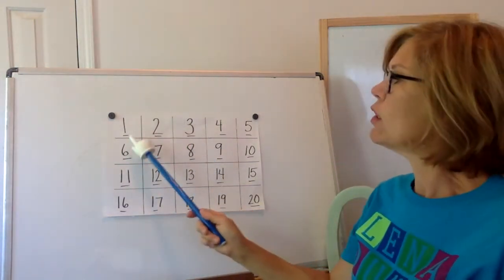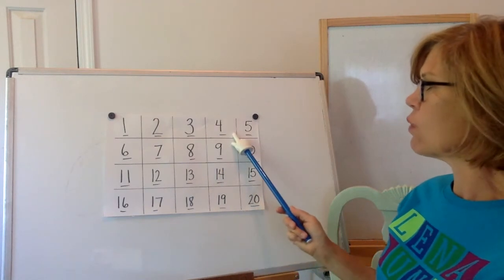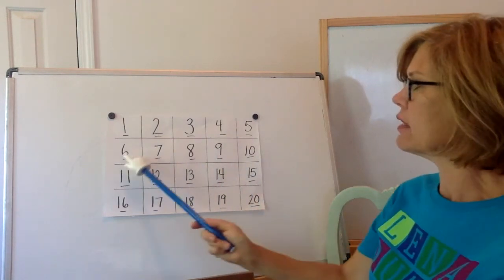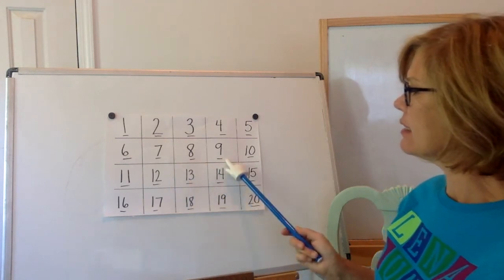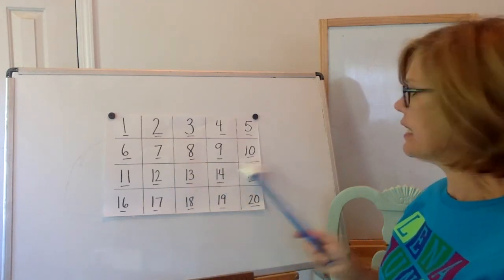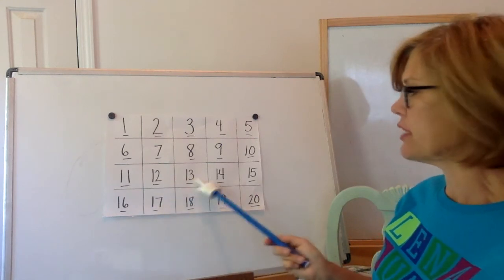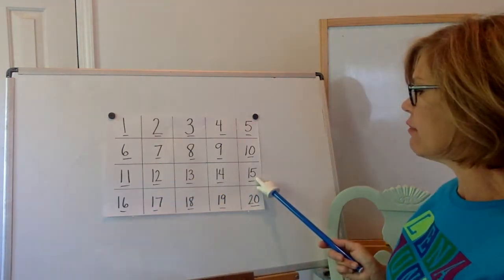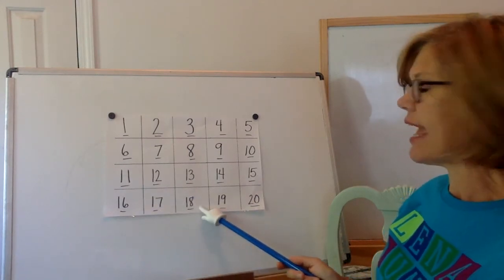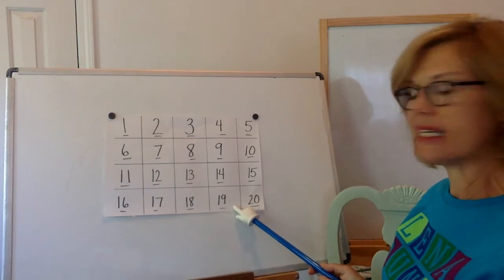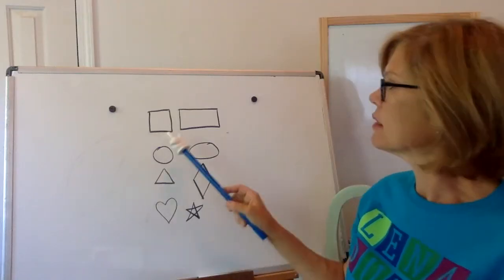Let's count to 20. Repeat after me. 1, 2, 3, 4, 5, 6, 7, 8, 9, 10, 11, 12, 13, 14, 15, 16, 17, 18, 19, 20.